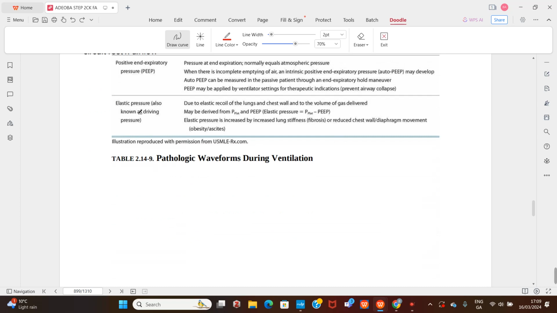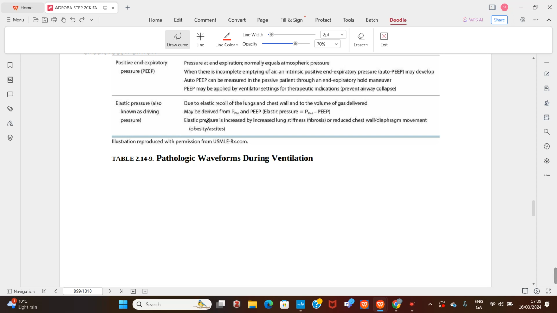That's correct. So elastic pressure, also known as driving pressure, is the one that you need to expand the lungs. So a lung that is not expansile has low compliance, and the elastic pressure is going to be high. Look at it, due to the elastic recoil of the lungs and the chest wall and to the volume of gas delivered.